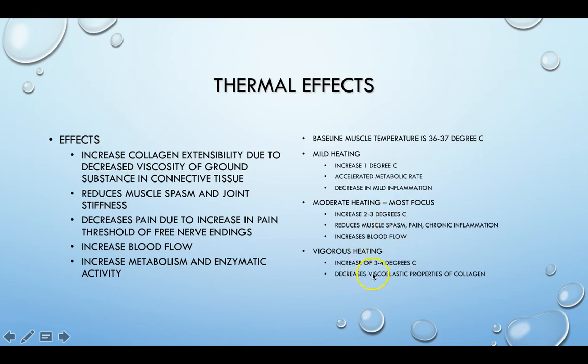And then our vigorous heating happens somewhere between 3 to 4 degrees Celsius increase. And that is when we get this first one, right, the decrease in the viscoelastic properties of collagen, so that those collagens start to relax. So think of someone with like frozen shoulder, right, where they're really tight joint structures. We would want to get vigorous heating in that area so that those tissues start to kind of relax and stretch and mold. And we also, in that time, get what's known as a stretch window.